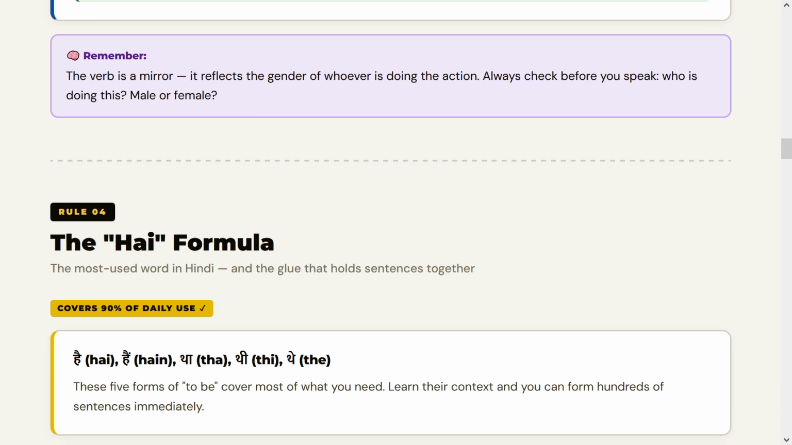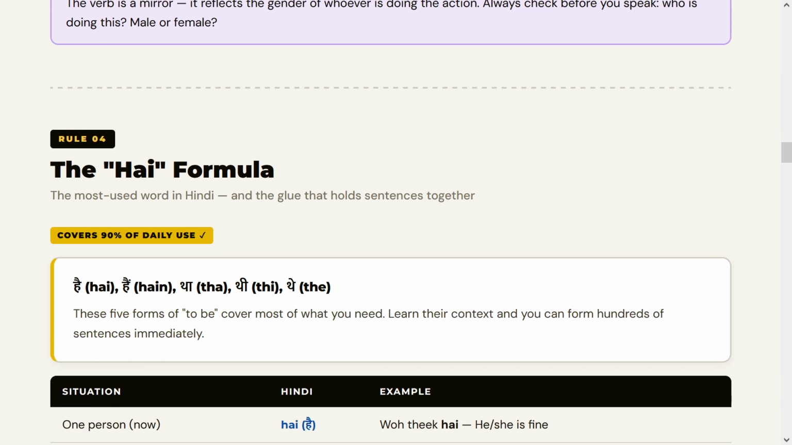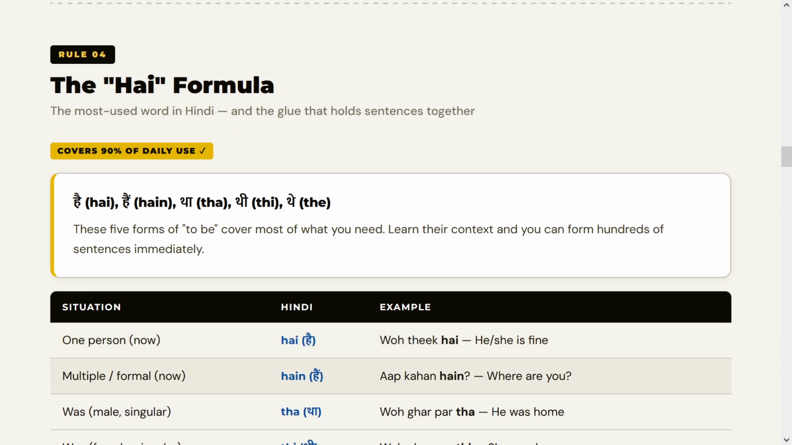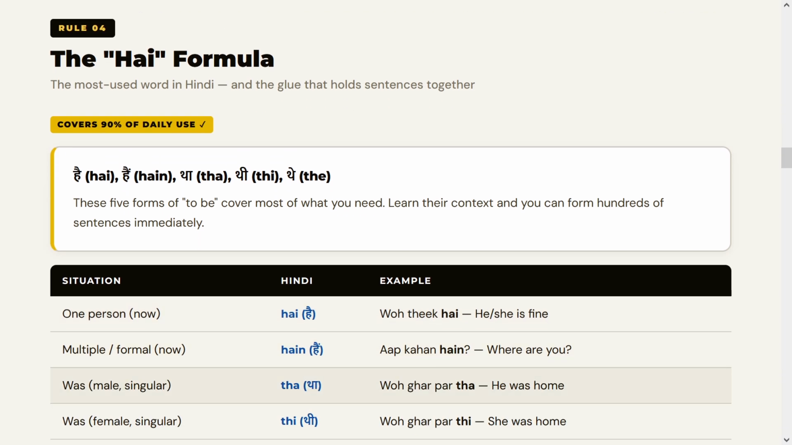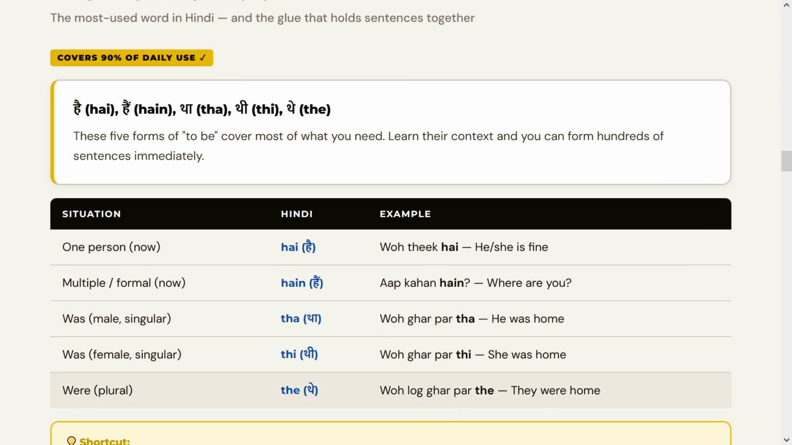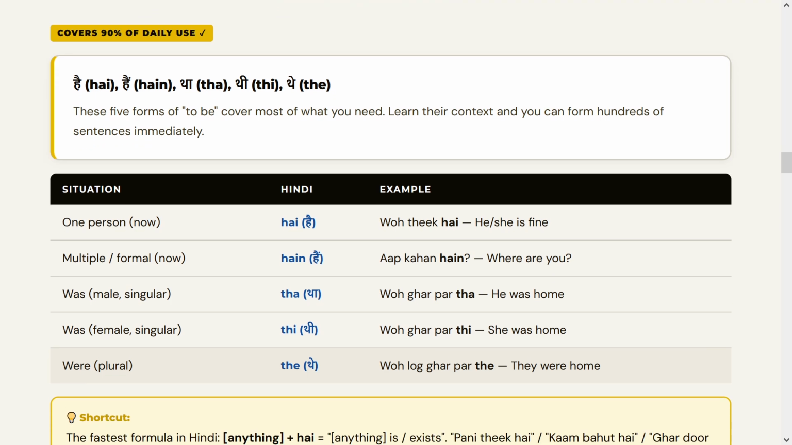Next, we will go to rule number 4, which is the hai formula. This rule is the most immediately useful in the whole video. Hai is the Hindi equivalent of "is". It is the most used word in the language, and the formula is simple. Anything plus hai equals a sentence.